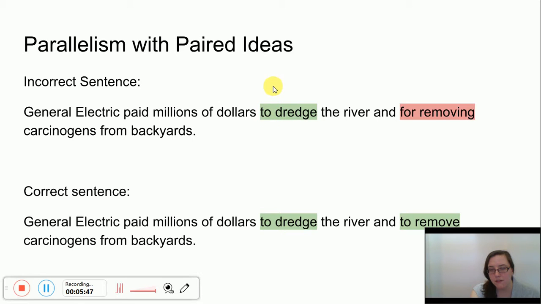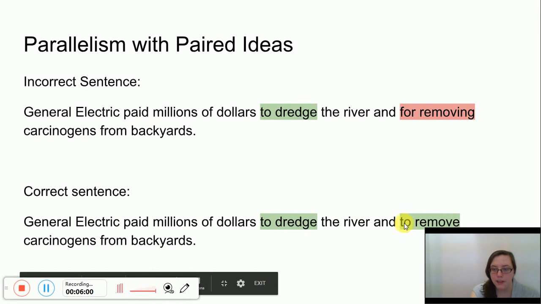I think, infinitive. I don't think I'm saying that word right, but I cannot think of the right word. But we have this "to" verb, right? "To dredge." Here we would want to say "to remove." "General Electric paid millions of dollars to dredge the river and to remove carcinogens from backyards." So that sounds much smoother.